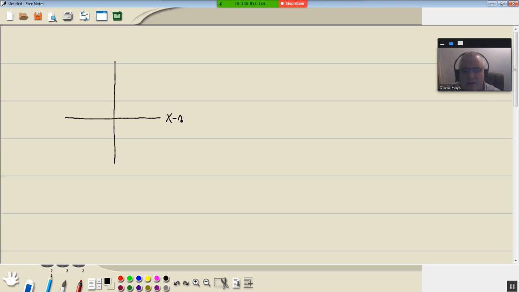But this is our x-axis, this line going across here, the horizontal line. This line going up and down is our y-axis, your vertical line. Usually they're just labeled with x's and y's. Where they intersect has a special name. It's called the origin.